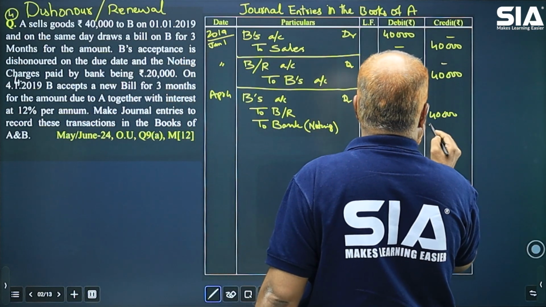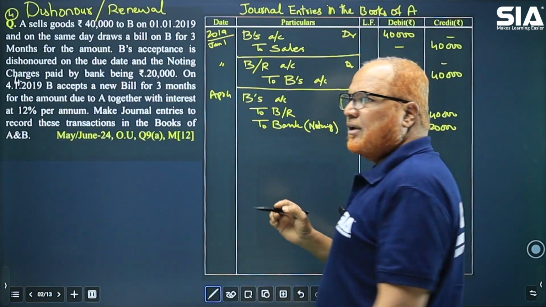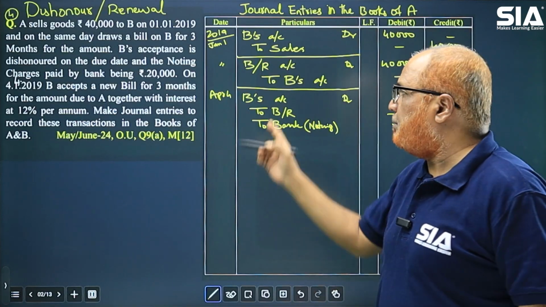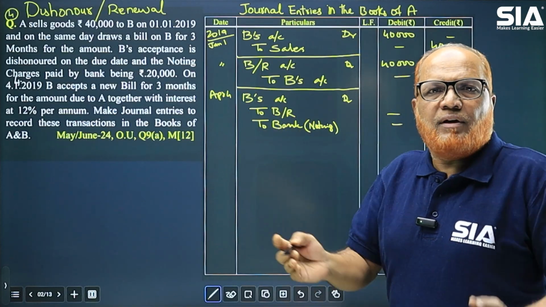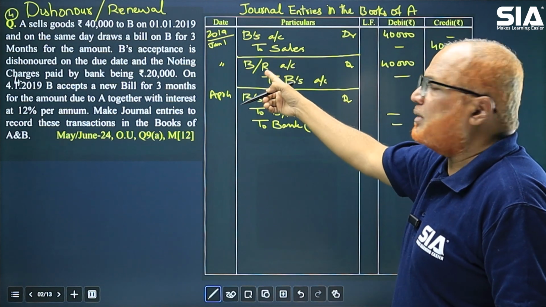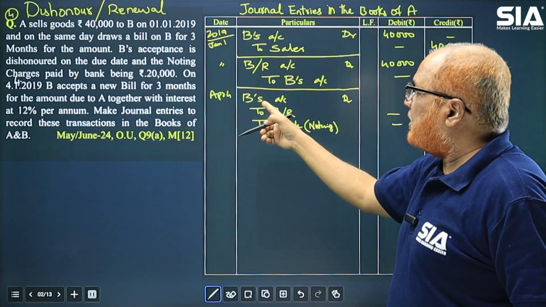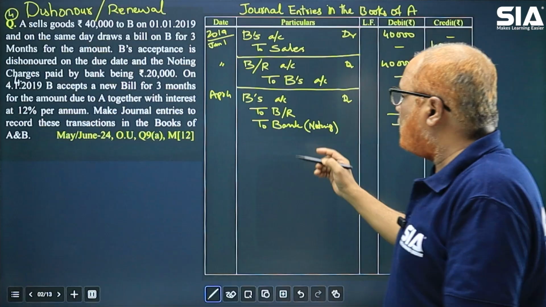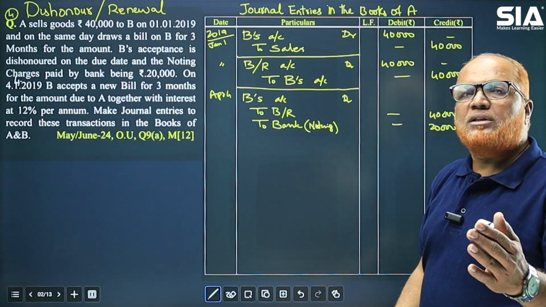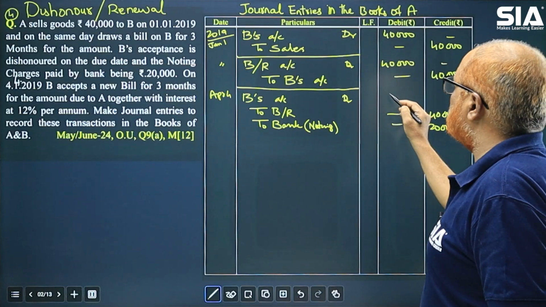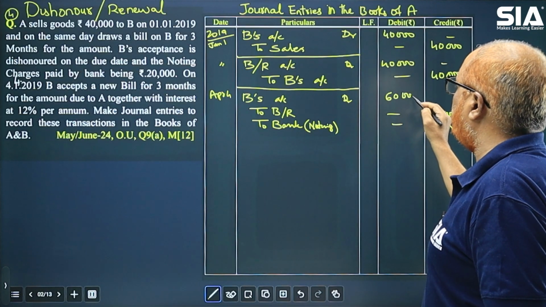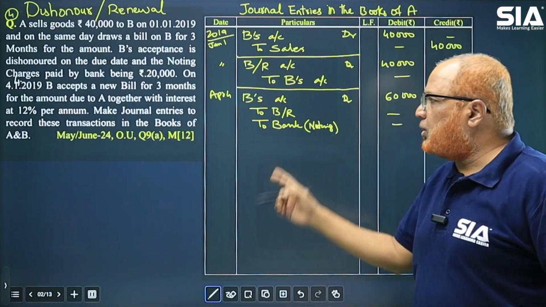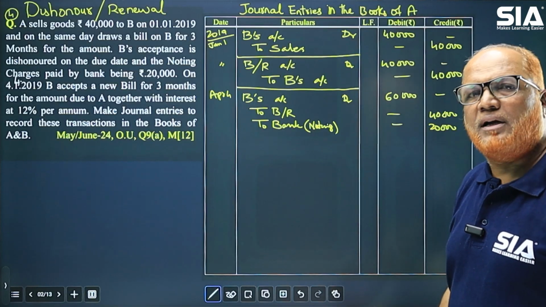Noting charges is 20,000. Now see here, if there is no noting charges, then simply bills receivable account, B's account debtor to bills receivable. When we receive the bill, we have debited bills receivable. When the bill is dishonored, we have to credit bills receivable, right? And B's account should be debited. Now to bank, noting charges 20,000. So 40,000 plus 20,000, 60,000 rupees is due from B. This is the entry when the bill is dishonored and noting charges are paid on the due date.